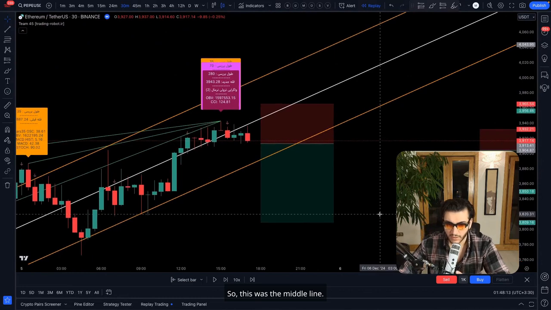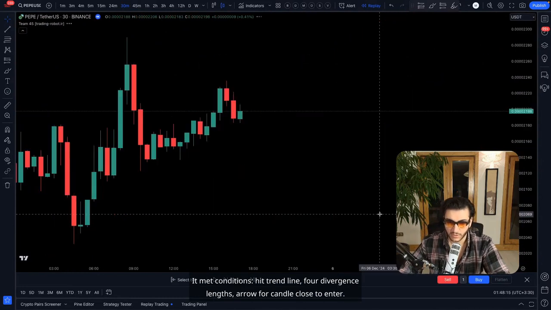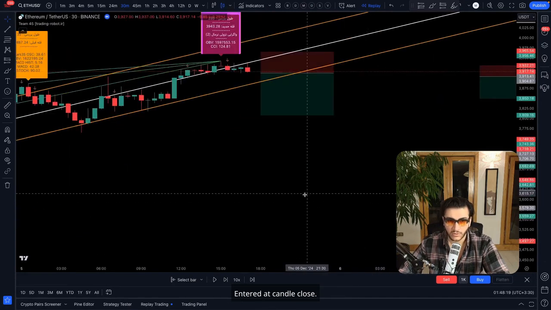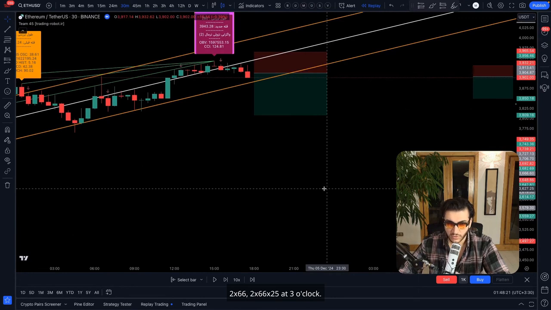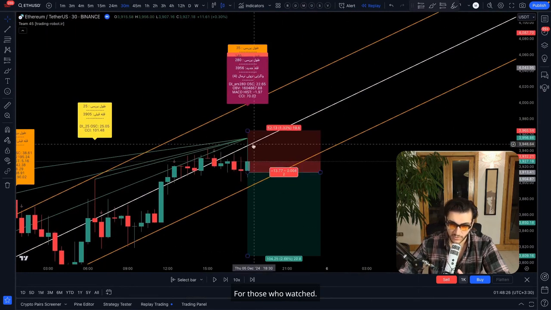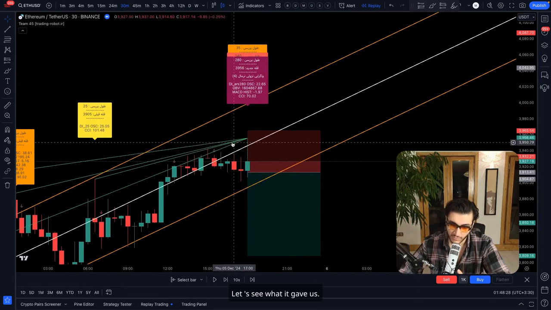So this was the middle line. Let's proceed. It met conditions. Hit trend line, 4 divergence lengths, arrow for candle close to enter. Entered at candle close. How easy is that? 2x66, 25 at 3 o'clock. If heavy, watch product page videos for a smoother explanation. For those who watched, don't exceed 25 at 3.